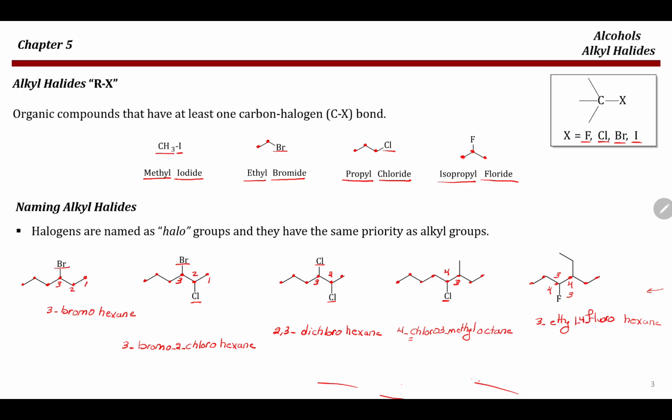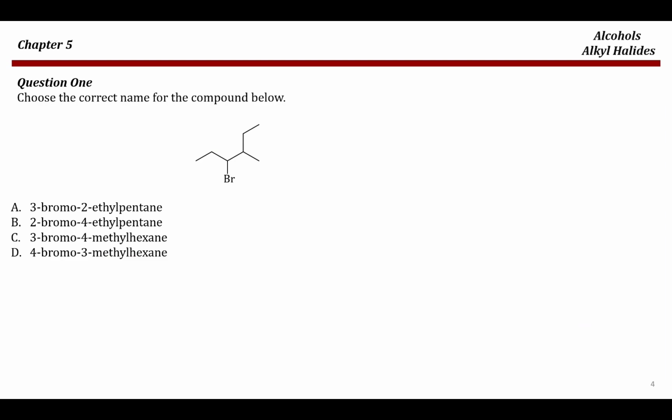So there is no priority for halogens over alkyl groups. They both have the same priority, so you have to give them the smallest possible numbers, or if you get the same numbers, then you have to use the alphabetical order rule. Let's try to answer this question. Of course, you can stop the video to answer it and then check your answer, or you can keep watching.